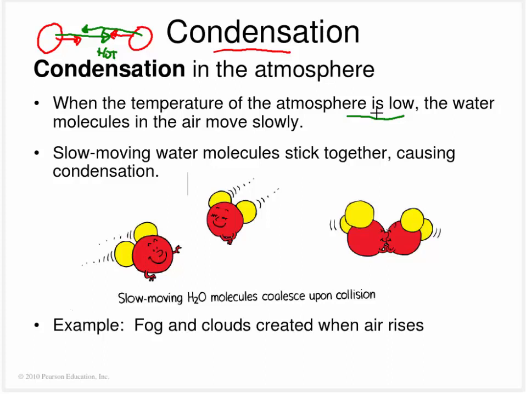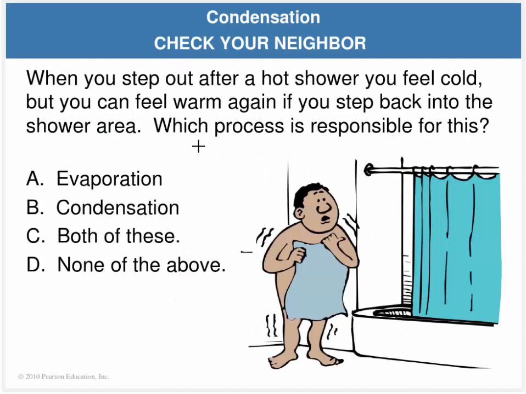But as we lower the temperature, essentially what we're doing is lowering the speed. The molecules are moving more slowly, and slowly moving water molecules are more likely to stick together. We tend to see this, for example, in fogs and clouds, because when air rises, it tends to cool off. It's going to slow down the water molecules, and they're more likely to coalesce, which is a fancy word for stick together, upon collision when they're cold. They have less energy.